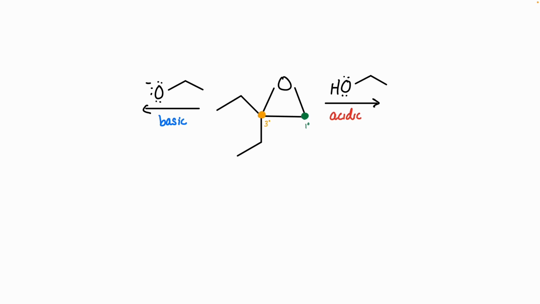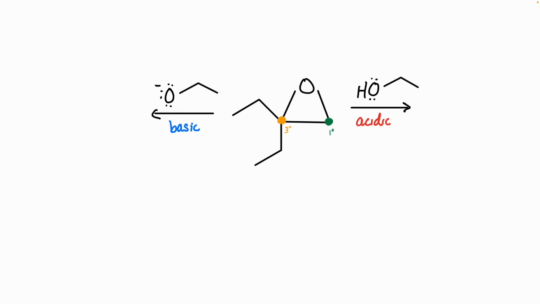All right, so when I do my products, and again, we'll see why this is going to be helpful here today, I'm going to draw what's called the saddle horse projection, where I'm looking at this bond flat here. There's my orange carbon and my green carbon. Again, under basic conditions, that primary carbon is the one that's going to get attacked by my nucleophile. So I'm going to add on that nucleophile to that green carbon.